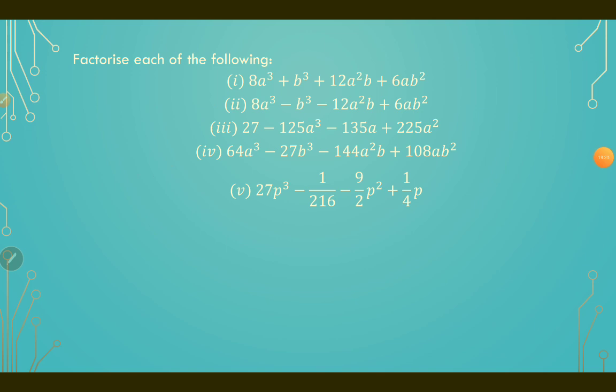Factorize each of the following. So this can be written as 2a the whole cube plus b cube. If I take 6ab common, I get 2a plus b. That's nothing but 2a plus b the whole cube. So I have to write 2a plus b 3 times.